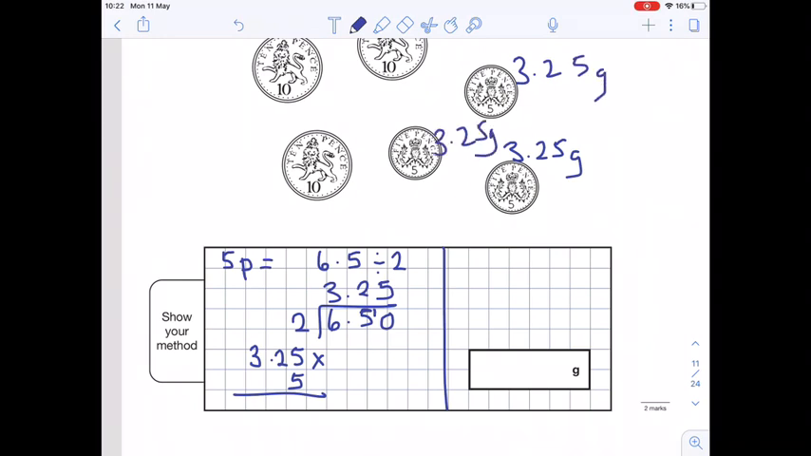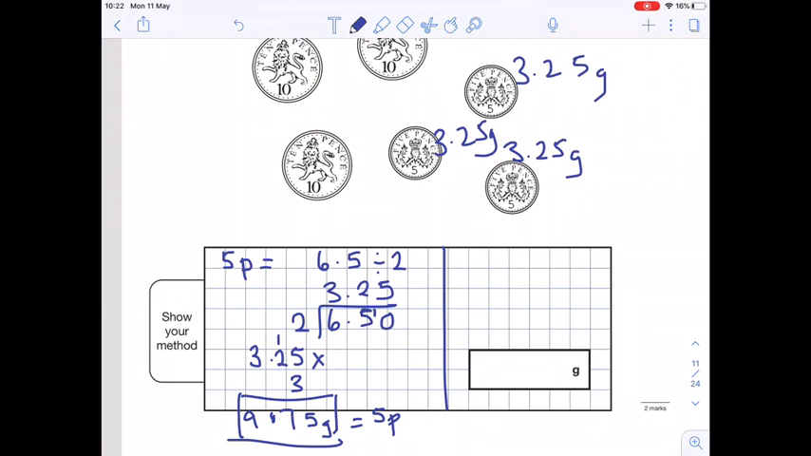So the next thing I'm going to do is work out my 5p coins. I've got 3 of them, so I'm going to work that out. 5 3s are 15, 2 3s are 6, add 1 is 7, hello decimal point, and then 3 times 3 is 9. So my 5p coins add up to 9.75 grams.